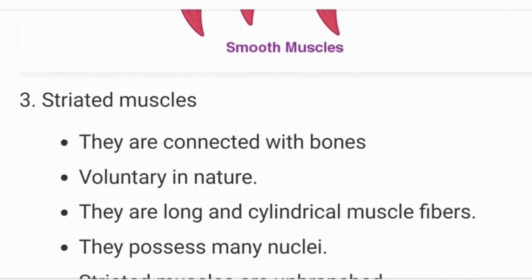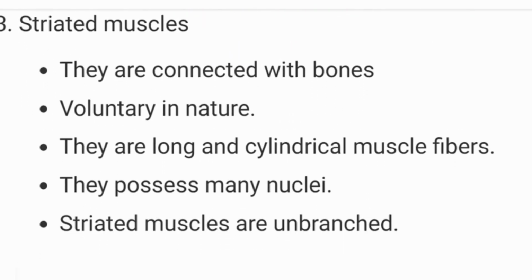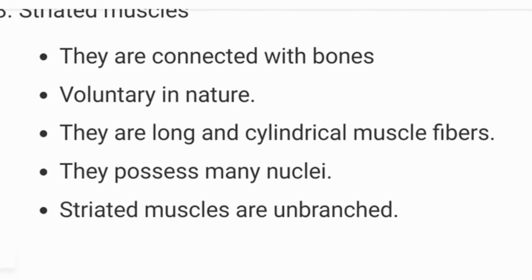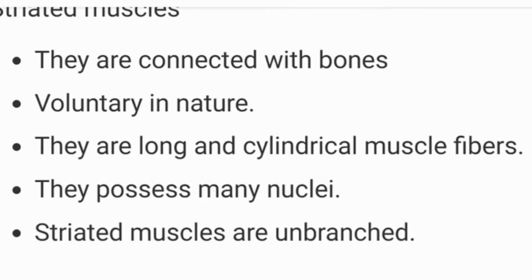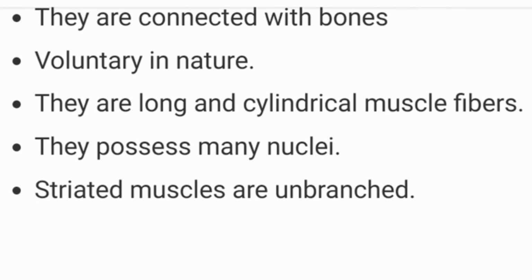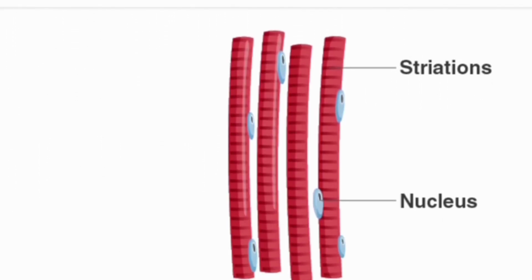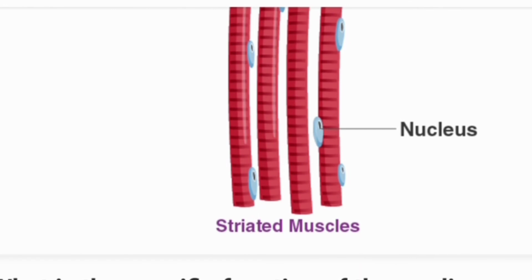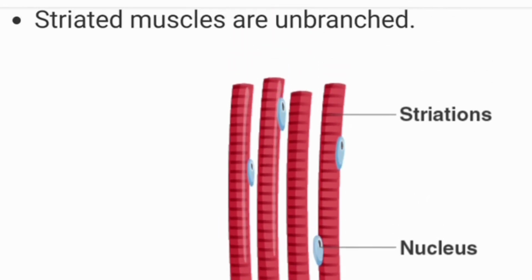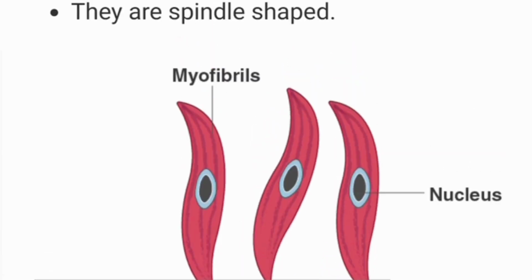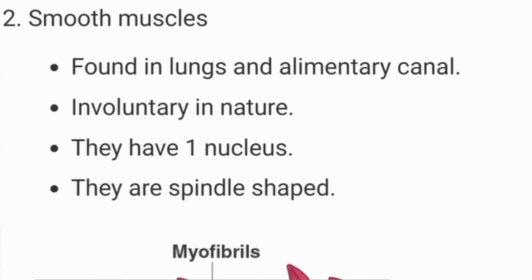Third one is striated muscles. They are connected with bones, voluntary in nature, in our control. They have a hard matrix. They are long and cylindrical muscle fibers. They possess many nuclei, meaning they are multinucleated. Striated muscles are unbranched. So these are striated muscles. You can see here that these are straight and cylindrical. So these are the three muscles we talked about along with their diagrams.